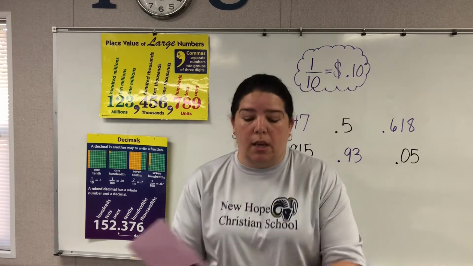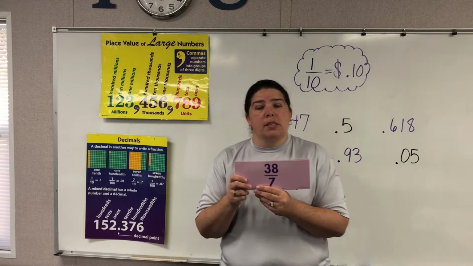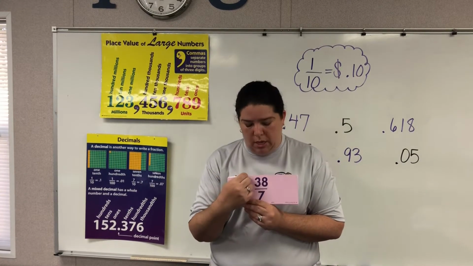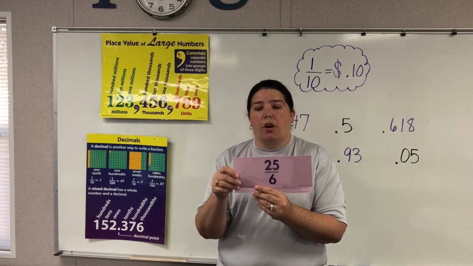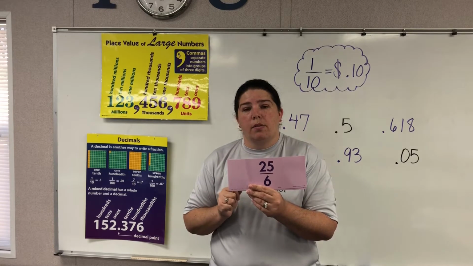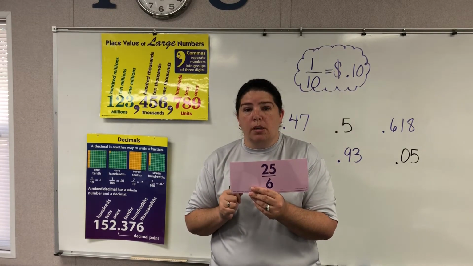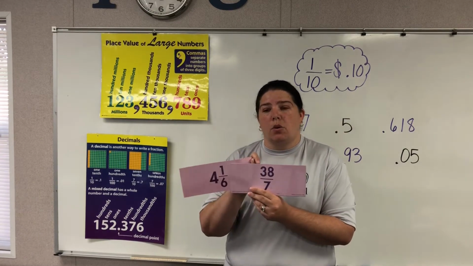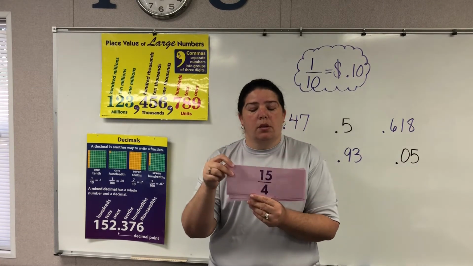Okay, how about an improper fraction changing to a mixed number? Remember, we're dividing the top by the bottom. 38 divided by 7. So here we go. Are you fast? 4 and 1/6. Remember, 4 is the whole number. 1/6 is your fraction. How about this one?